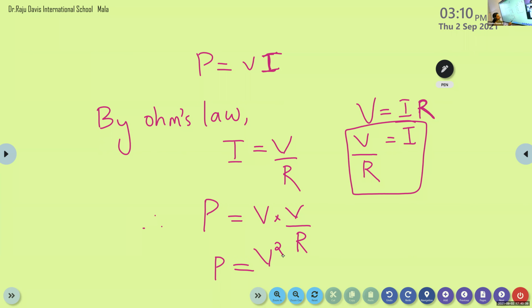P is equal to V square by R. P is equal to V square by R. So this is our third equation for calculating the power. P is equal to V square by R.